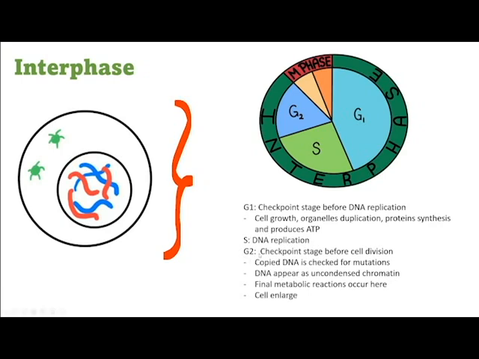Then the G2 phase occurs, and this G2 phase is the checkpoint stage before cell division. In this phase, the copied DNA is checked for mutations, the DNA appears as uncondensed chromatin, and the final metabolic reactions occur here. There is also cell enlargement.